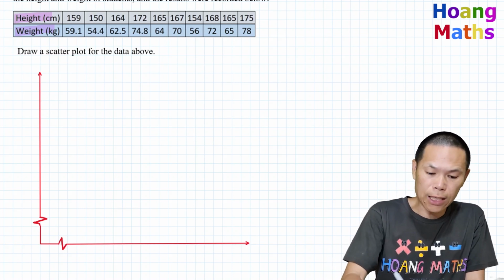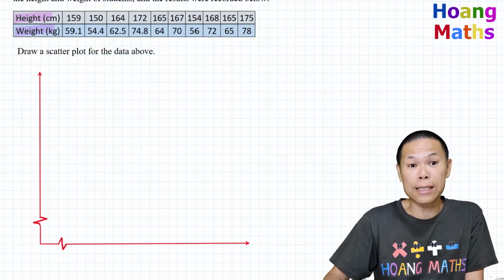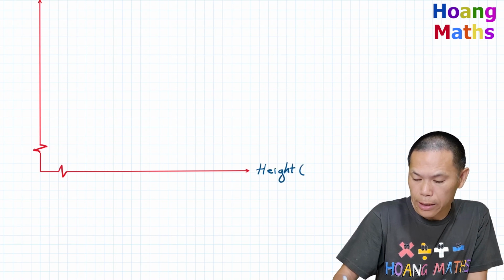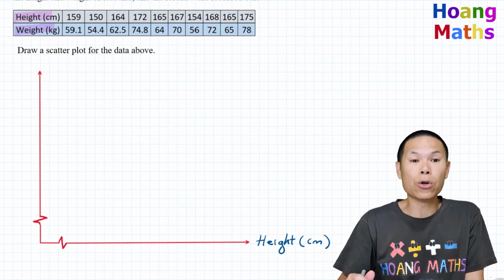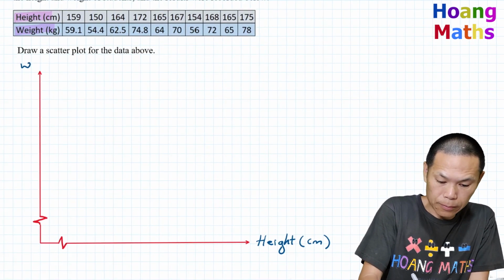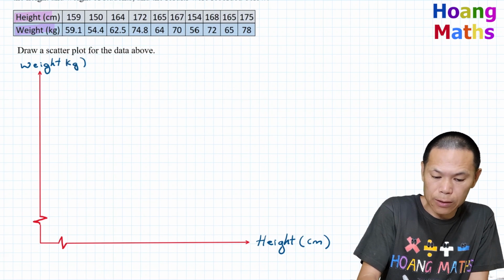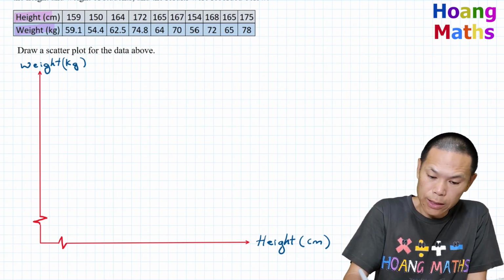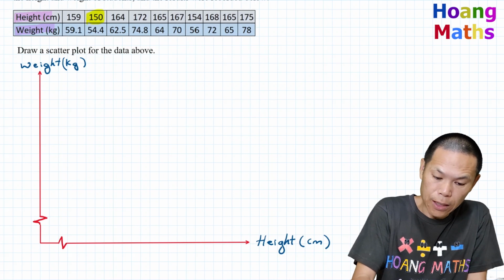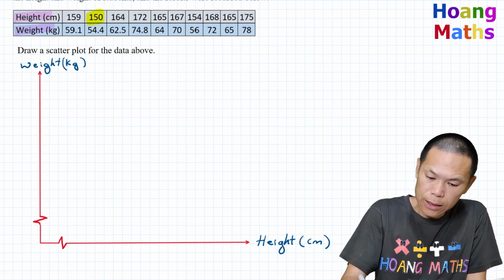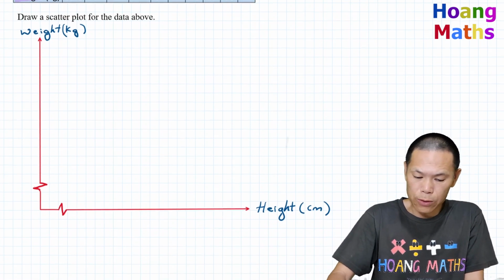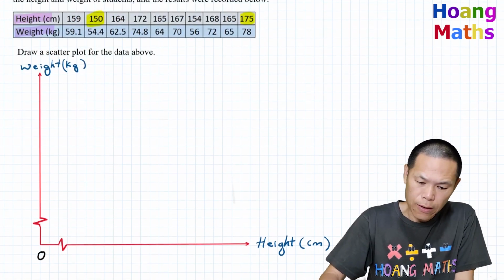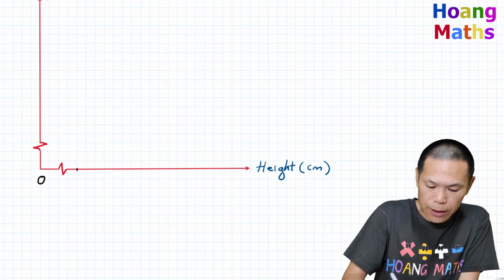And we know that for the height, let me just label the horizontal and vertical axis first. So this is the height, in centimeters. And then the vertical axis is the weight, in kilograms. And we know that for the height, the smallest value is 150 and the largest is 175. So we write zero here. We know that the smallest value starts from 150, so we start from 150 here.